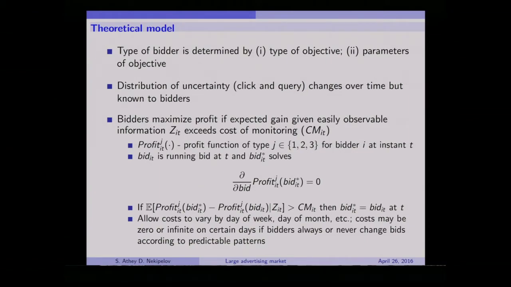So the model is basically that there are going to be latent variables. It's going to be a Bayesian model. So I can think of the bidder as having a latent type, but I just don't know which one they are. And then there are going to be parameters for those objectives. The distribution of the environment changes over time, but the bidders are learning that and figuring it out. And so what I'm going to assume is that whenever they change their bid, it is optimal.